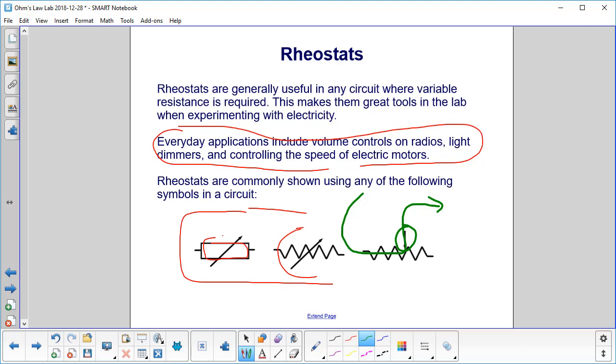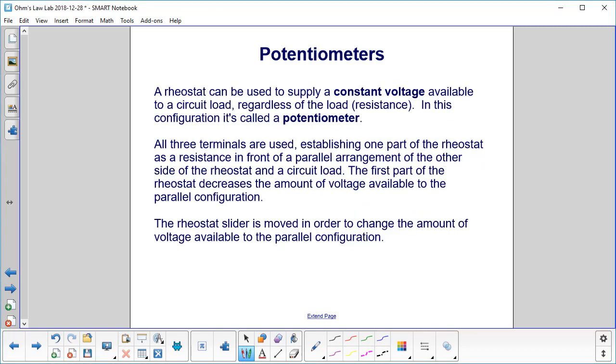A rheostat can be used to supply a constant voltage available to a circuit load, regardless of that load. In this configuration, it's called a potentiometer. This time, all three terminals are used. We'll establish one part of the rheostat as a resistance in front of a parallel arrangement of the other side of the rheostat and a circuit load. The first part of the rheostat decreases the amount of voltage available to the parallel configuration of the load and the other resistor. We will move the rheostat slider to change the amount of voltage available to the parallel configuration.